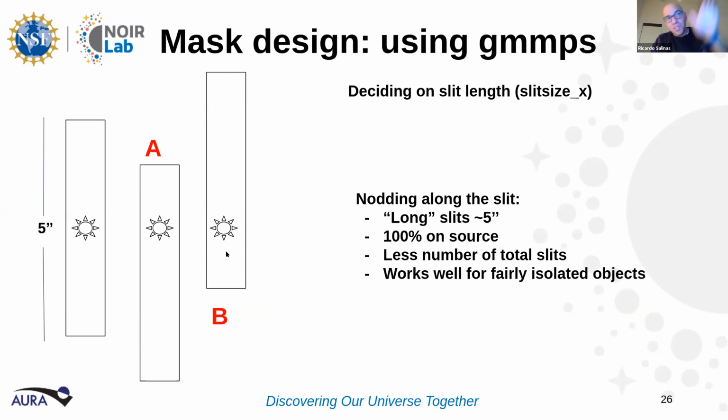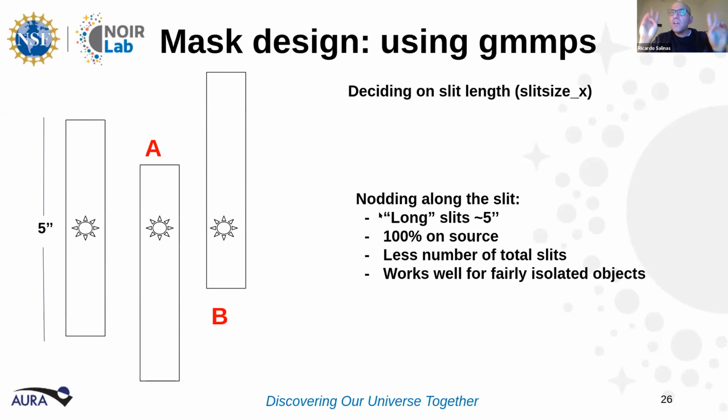You're going to move the telescope in the opposite direction, and then your target is going to be in this B position. Then you're going to take a spectrum here. And this is the game you're going to be doing. You're going to be taking A, B, B, A. And that's the classic way to obtain a spectrum in the near infrared.